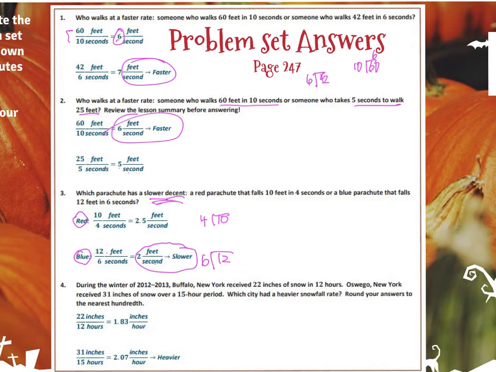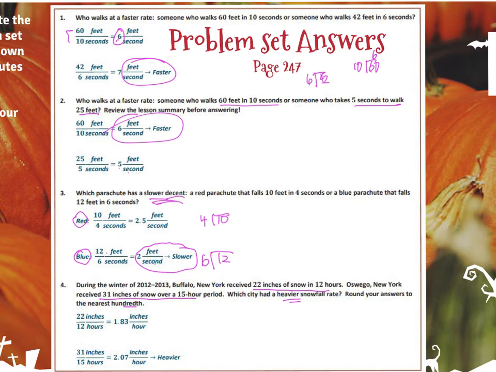Okay, problem 4 says, during the winter of 2012-2013, Buffalo, New York received 22 inches of snow in 12 hours. And then Oswego, New York, it was 31 inches over a 15-hour period. That reminds me of some of our winters. We've had a whole dump of snow. Which city had the most snowfall? And then it says round to the nearest hundredth.